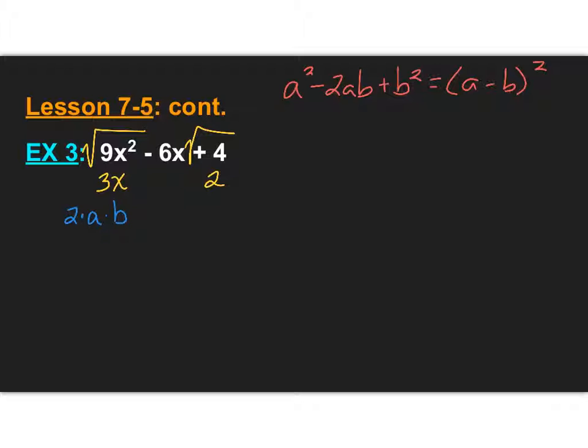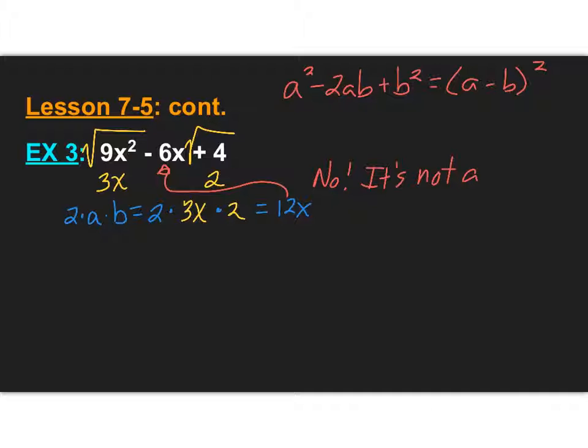So we've got equals 2 times, and then you're going to put in your a, which is the 3x, and your b, which is the 2. And if you multiply together, 2 times 3, you get 6. 6 times 2 is 12, times the x gives you a final answer of 12x. And then, does it match? No, it does not match. And so your reasoning why is going to be it's not a perfect square trinomial.